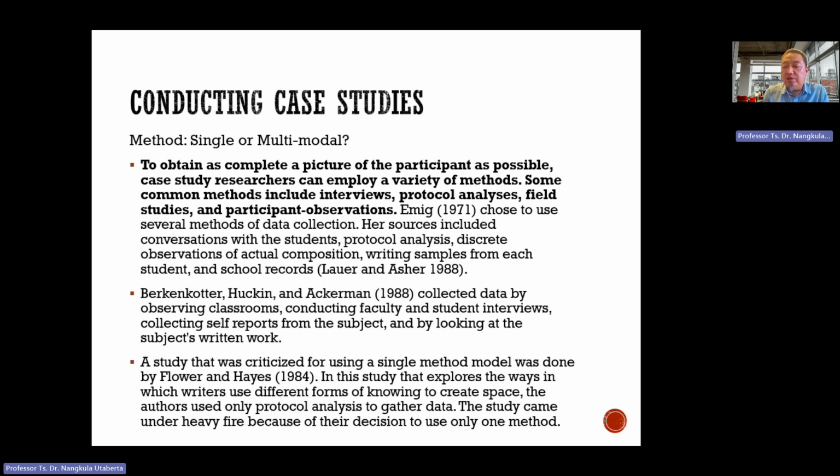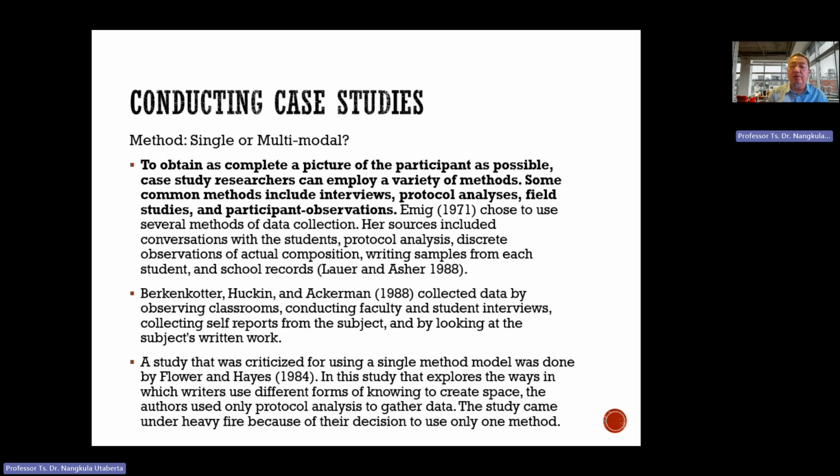In a case study, when you conduct it, there are two types of methods that people normally use. One they call single, the other multimodal. Multimodal means your data, your methodologies. Some people only use one method, for example, interviews. When you interview people, you are using only interview data, which is a single method model. Nothing wrong with that, but it has been criticized. So normally when we do a case study, we don't engage only one method or one model. We use multiple models.